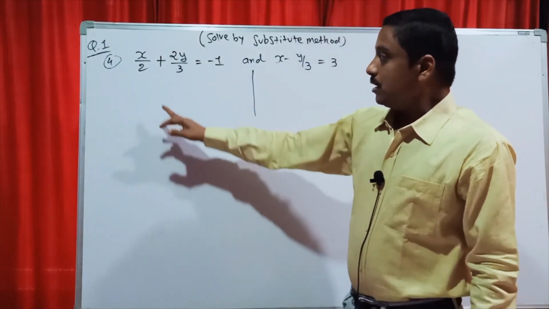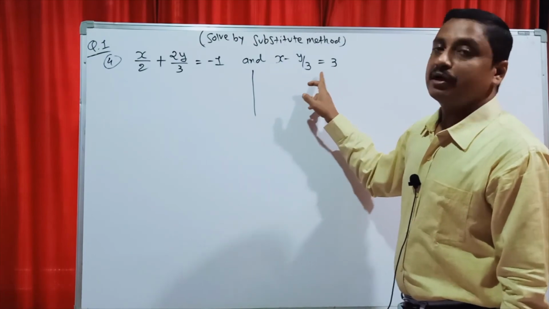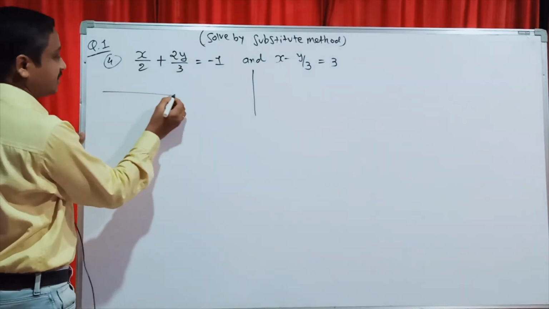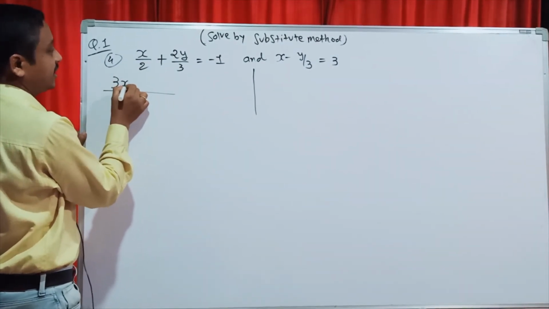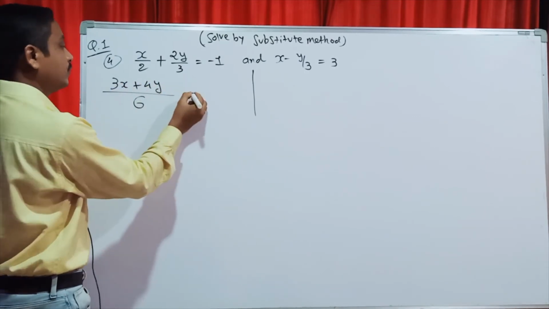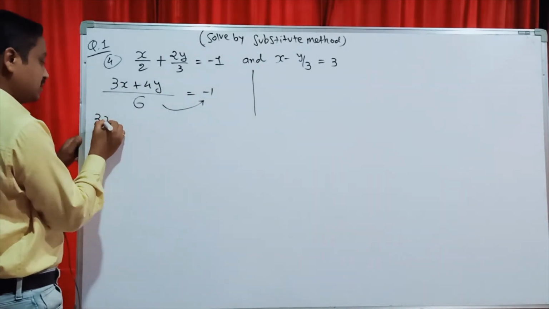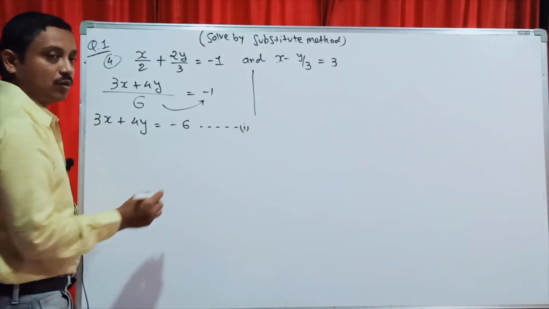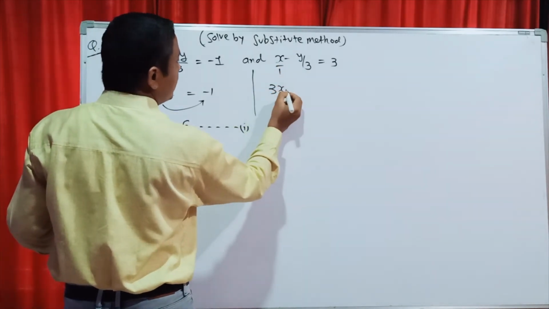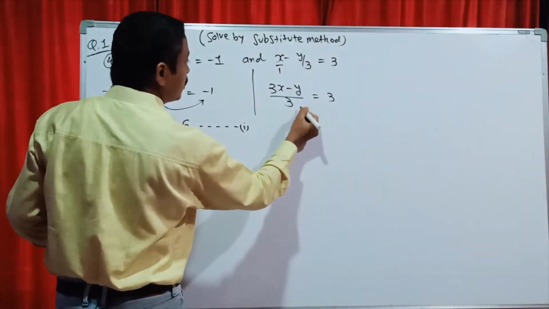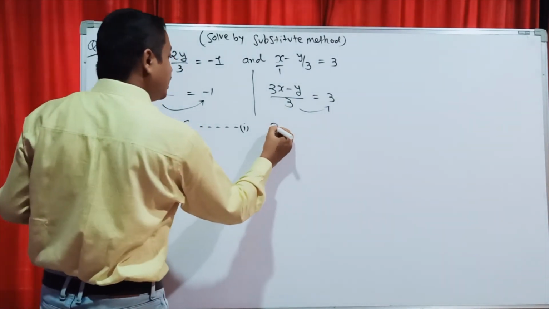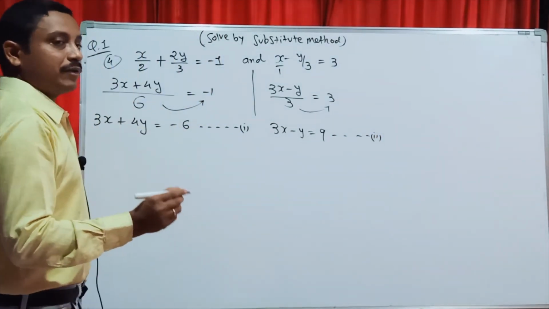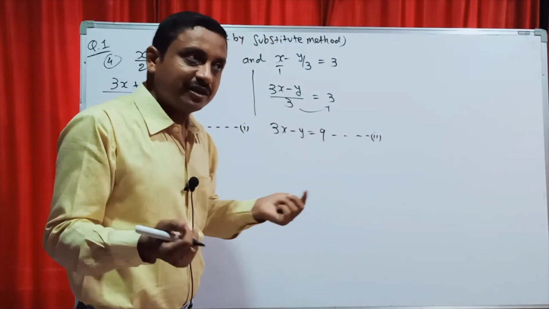Our fourth sum. x by 2 plus 2y by 3 minus 1, and x minus y by 3 is equal to 3. First of all I calculate in the simplest form. Here LCM taking 6. So cross multiply: 3x, 2 2s are 4, and minus 1 same, you multiply that, 3x plus 4y is equal to minus 6, and that is equation number 1. Same here, students, 3x minus y by 3. Here also 3 3s are 9, multiply upside. So you get 3x minus y is equal to 9. That is equation number 2. Now I start our method, the substitution method.